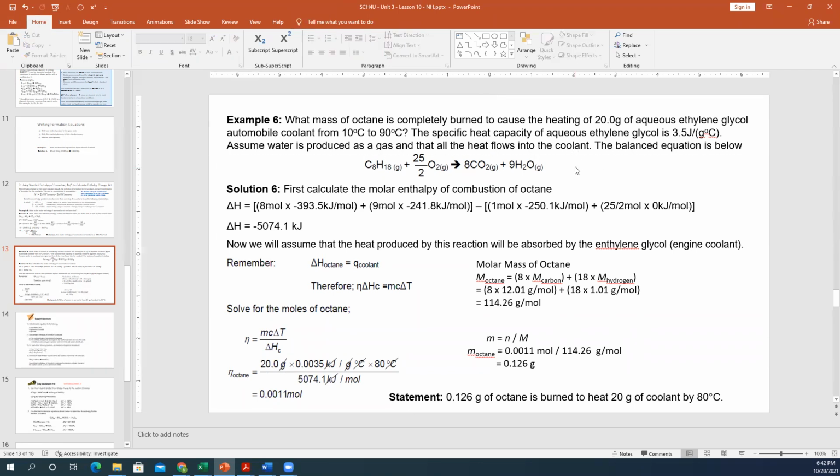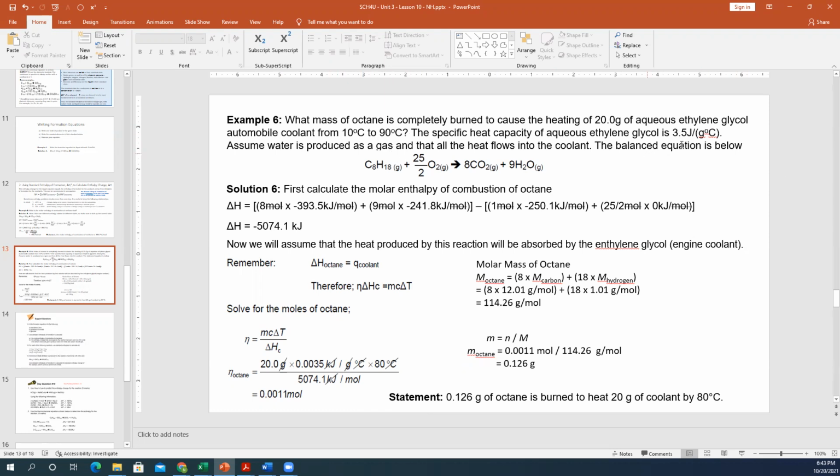So if on a test or on an exam, you are asked to write this, and even if you weren't given this equation, you should be able to write, what is this combustion equation? That should be no problem at this stage. Then you start thinking about, okay, all the other things that I'm told. So I'm told that this is what we're going to burn, and it's going to cause heating of this ethylene glycol from this temperature to this temperature, so you can figure out the delta H.